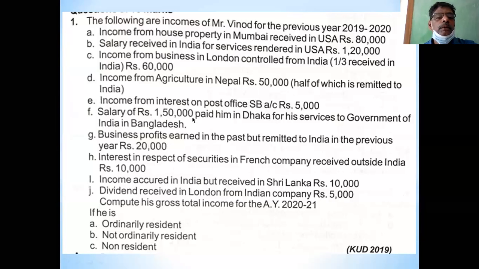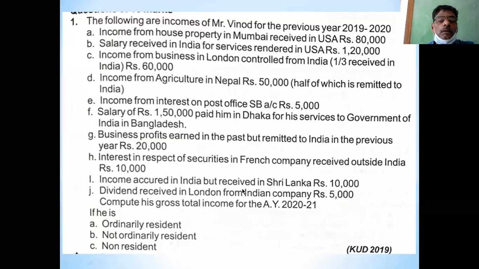Salary of which 1,50,000 paid to him in Dhaka. Government of India, so it is the earning from the Indian government. Therefore, earning is in India, taxable to all. Business profit earned in past remitted to India is not considered. Interest in respect of securities in a French company received outside India is received outside India and earned outside India, taxable to only one.